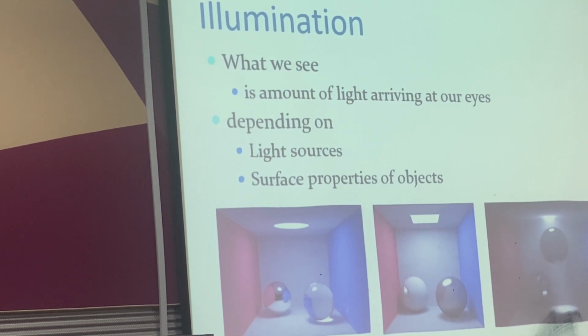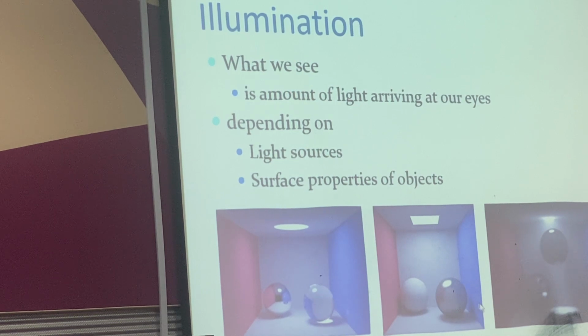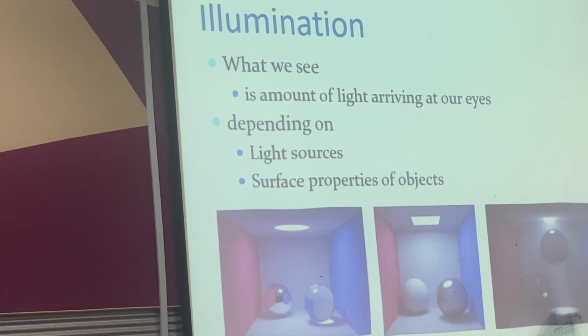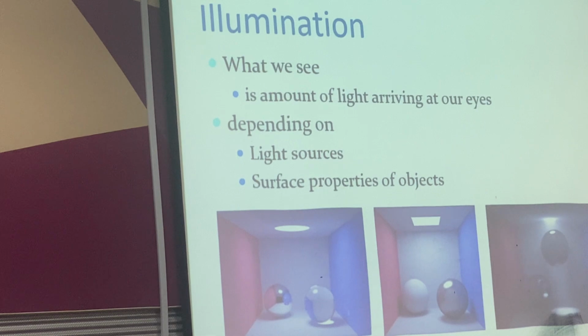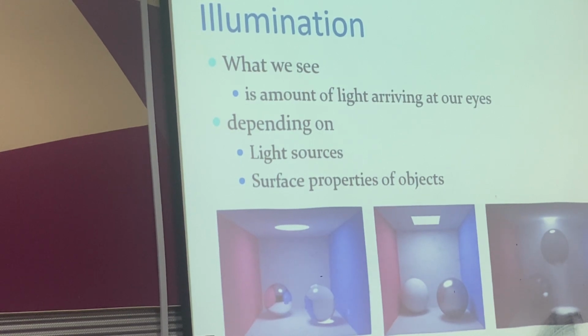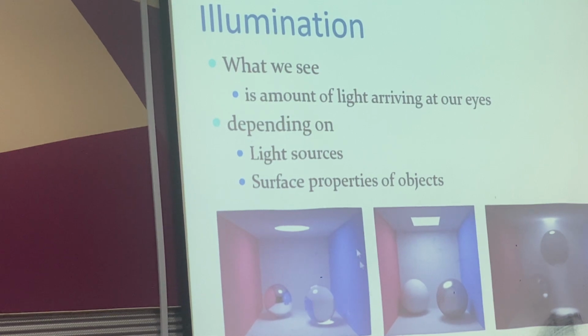So the materials of the objects are different. Whether it is a very shiny material, like glass or a mirror, or it's just a chair, an opaque material, rough surface, smooth surface. The material property also determines how the object appears in your eyes.